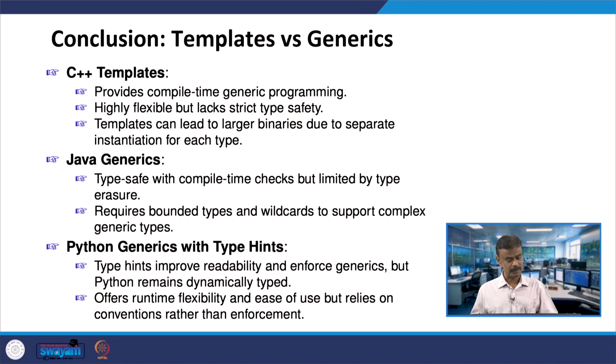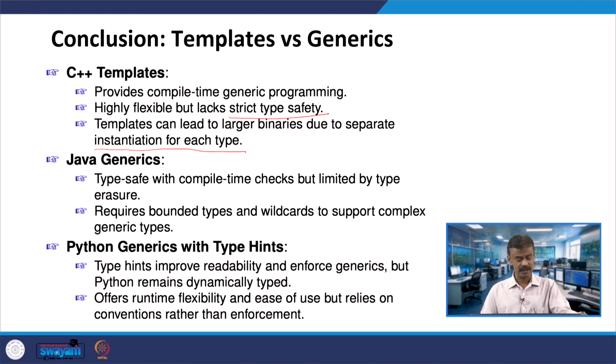In the case of C++, we have already seen it is compile time generic programming and it is highly flexible, but it lacks strict type safety. When you are using integer or double or float, it lacks strict type safety. The templates can also lead to larger binaries. This we had seen when we talked about the conversion and reconstruction, if you recall, the binaries grow due to separate instantiation for every data type. So, this is about C++ templates.